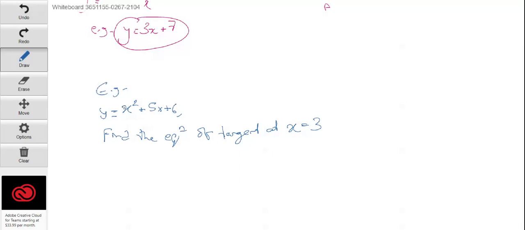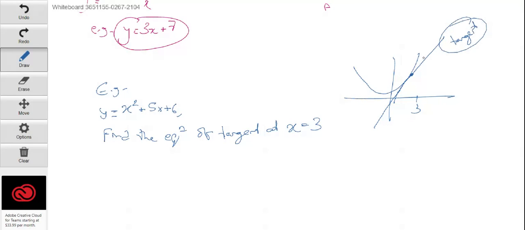All right, so we already have an x coordinate. So what this essentially means is, look, I have a curve right over here, x squared plus 5x plus 6, but I want to figure out the equation of the tangent at this point, 3. So I want to find the equation of this line, this tangent over here at x equals 3.